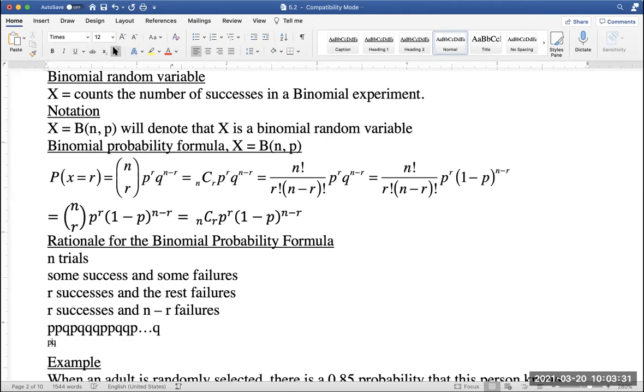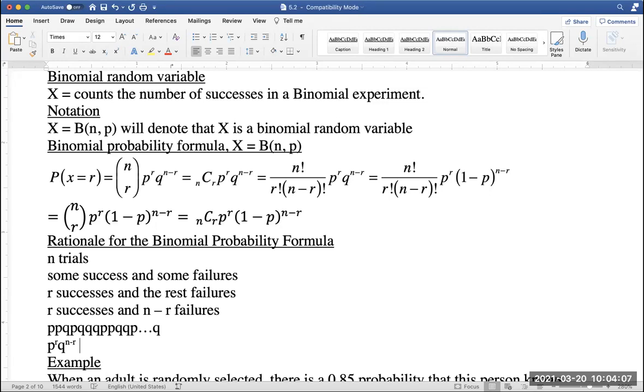If you multiply this out, it doesn't really matter what the order is. I just count how many successes there are. Well, I know there are R successes, that's P to the R. And I count how many failures there are. Well, there's n minus R.